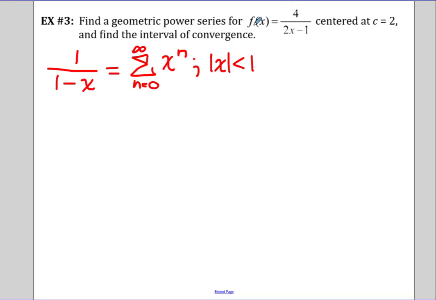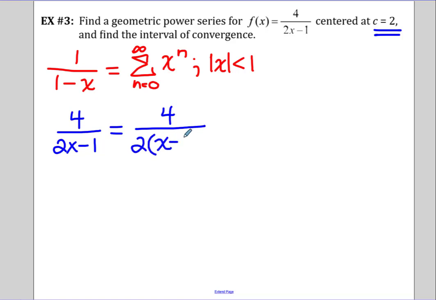So we want to take our function f of x, 4 divided by 2x minus 1, and rewrite it so that we're centered at our c value of 2. So we have 4 divided by 2, and then our x minus c is going to look like that, and we want to add 2. We'd need to add 3 to make our term 2x minus 1, because we have 2x minus 4 plus 3, which would give us our denominator 2x minus 1.